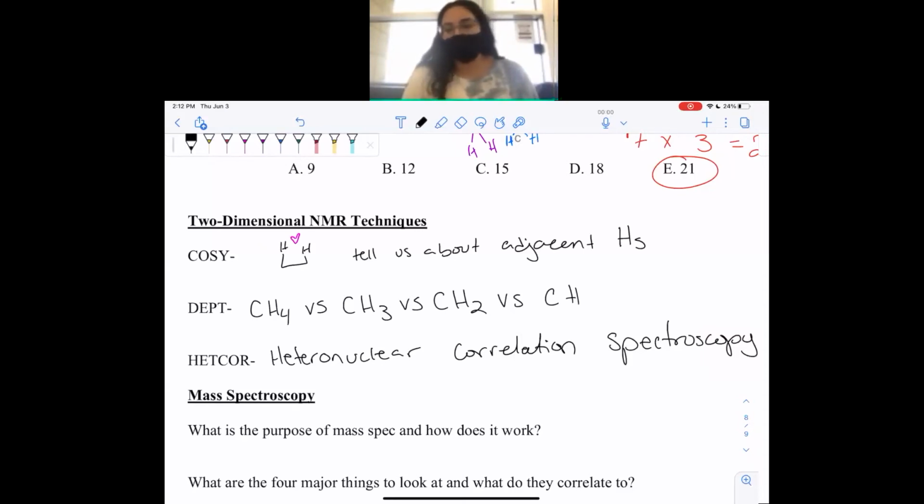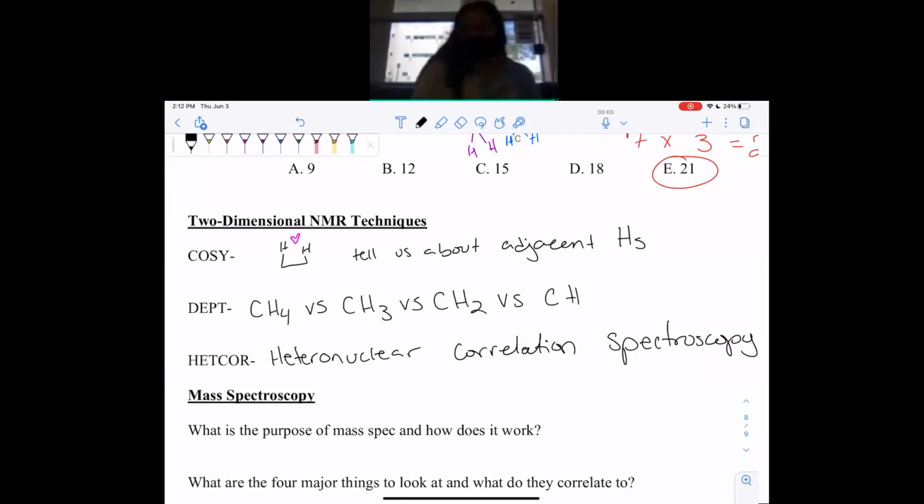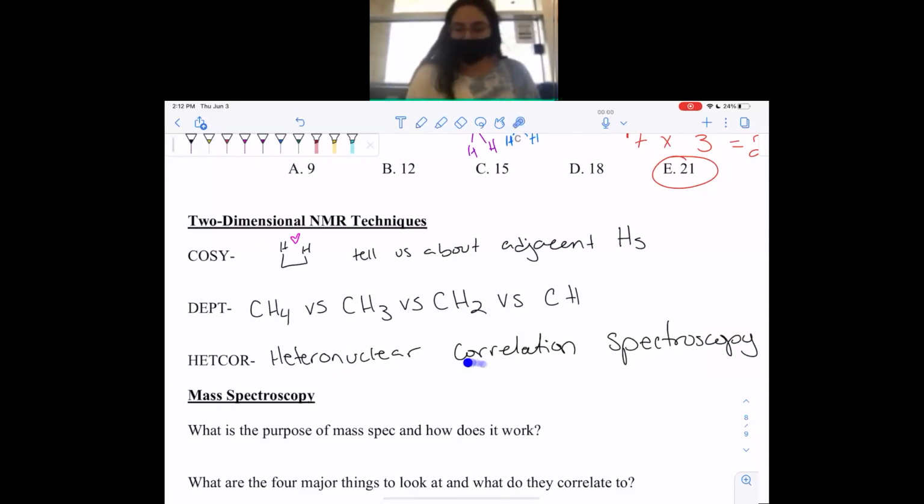So someone said carbon to proton. Yeah, it's telling us the difference between a carbon and a proton or a nitrogen or a sulfur, you know. And I like to think of it like the nuclear core. It's looking at the core of the atom. The first two are great. The last one, just know the name. And that is it. We finished another topic. Yay.